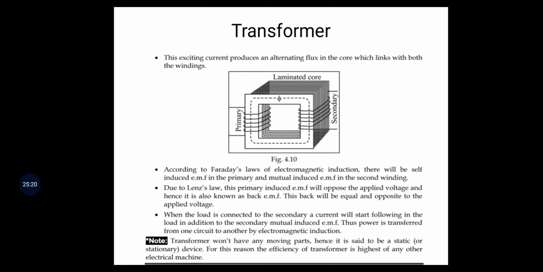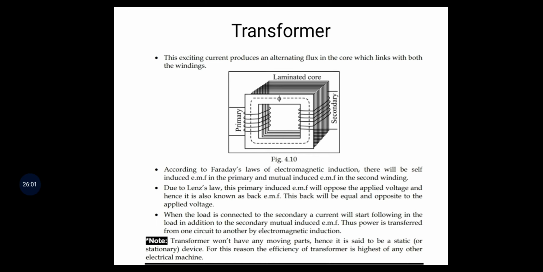A transformer has two windings, primary winding and secondary winding, and it has a laminated core. Here the core metal is iron core or alloyed steel. According to Faraday's laws of electromagnetic induction, there will be self-induced EMF in the primary and mutual induced EMF in the secondary winding.